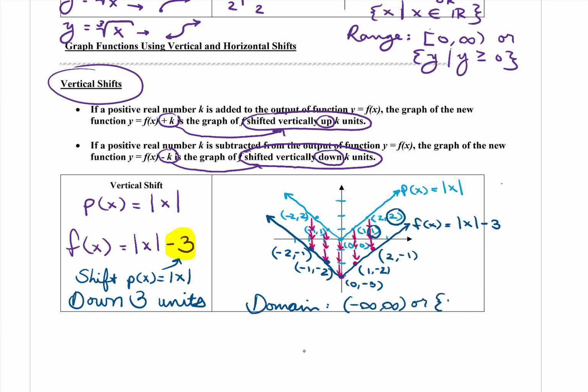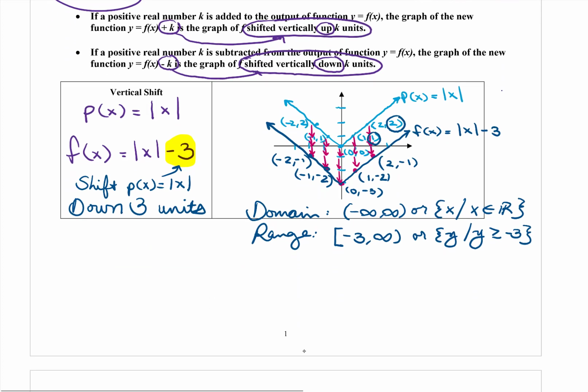The domain for this is going to be all the reals, and the range is going to be the half-closed interval from -3 to infinity. Or another way to say this is the set of all y such that y is greater than or equal to -3. Sorry about that.